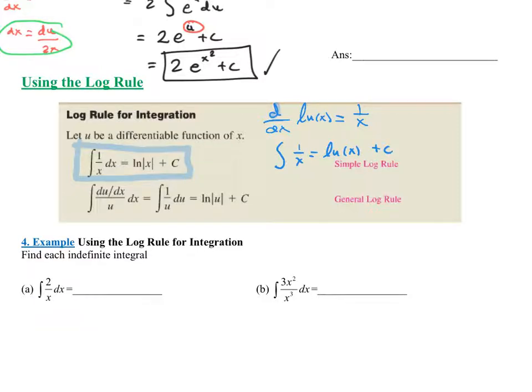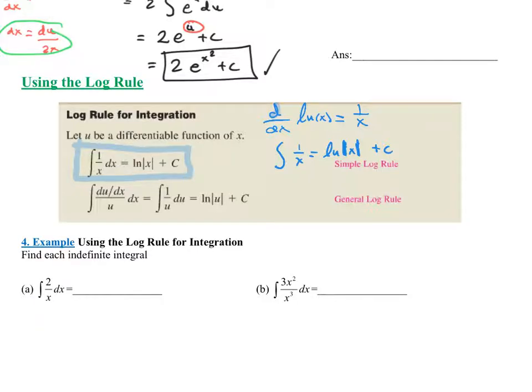We have to remember that our domain for the natural log was restricted to positive values. Again, the only x values that you can plug in for a natural log are positive values. So in order to compensate for that, we use an absolute value when we integrate it. So the integral of 1 over x dx is equal to the natural log of the absolute value of x plus c.